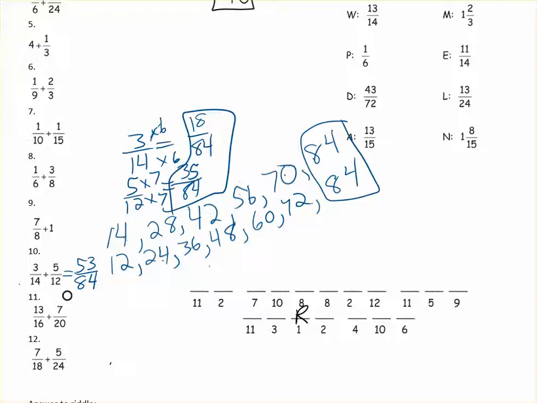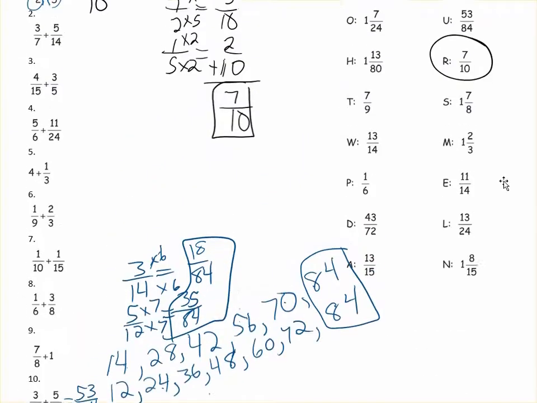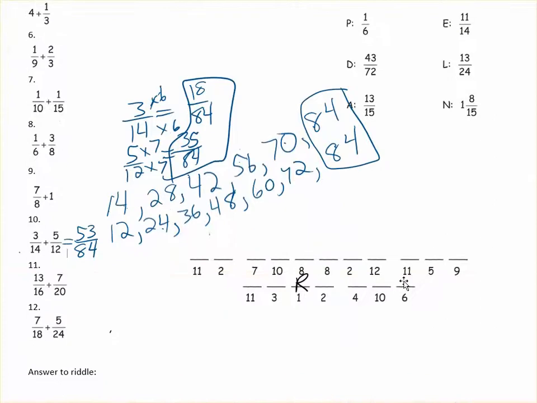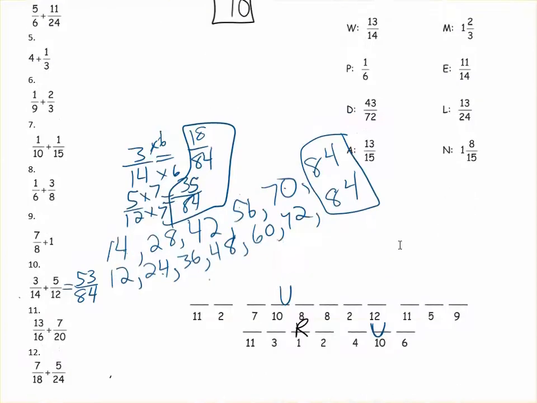So let's hope that 53 over 84 is one of my possible answers in this answer bank over here. And it is. That's nice to see, isn't it? So that's a U. So what problem number was this? This was number 10. So for 10, I would put a U, and I see there's another place to put the U down here. There's 2 10s showed up. And you would continue doing that until you solve. Remember, for 5, you got to show your work.